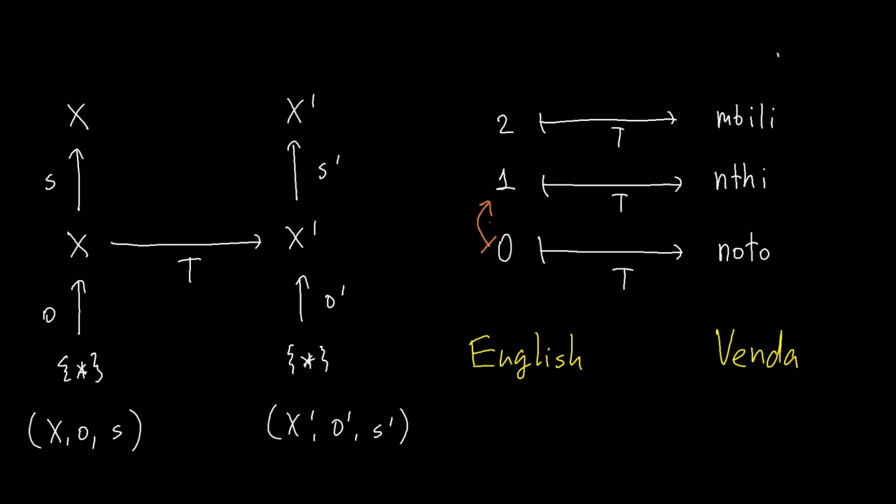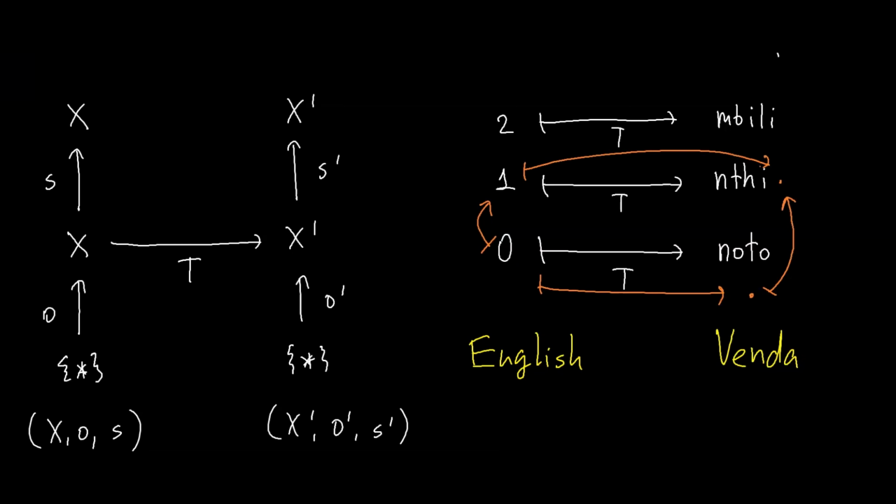Now the correspondence between languages should be such that if we first translate 0 to Noto, and then we advance in the Venda language, we should get the same result as first advancing in the English language and then translating that into Venda. Do you agree that we will have this correspondence, Okwatisa? Yes, it will be the same.